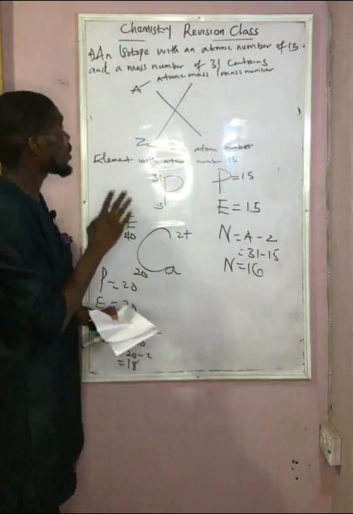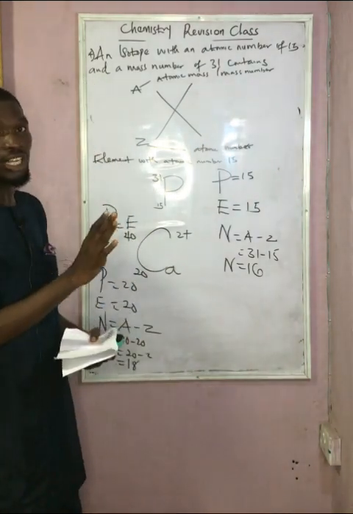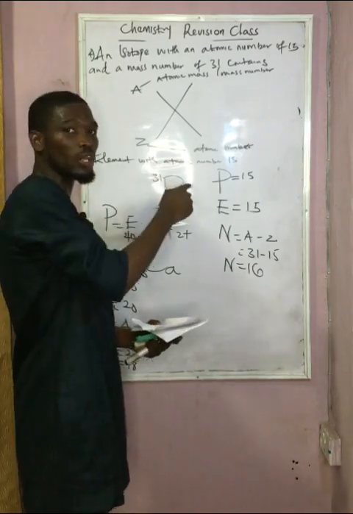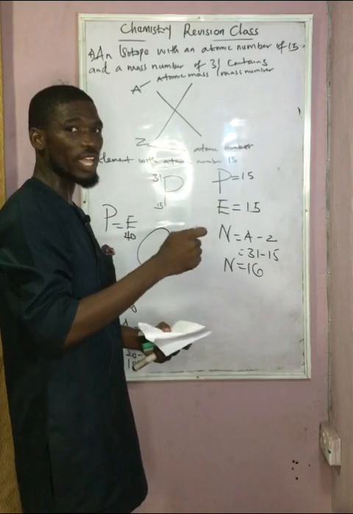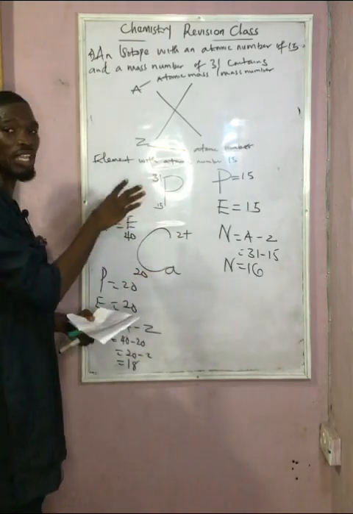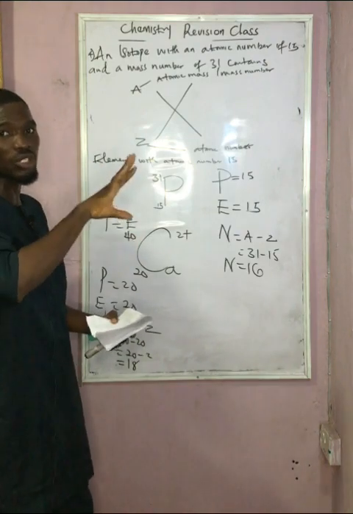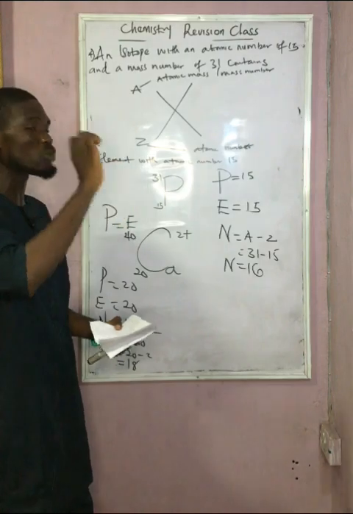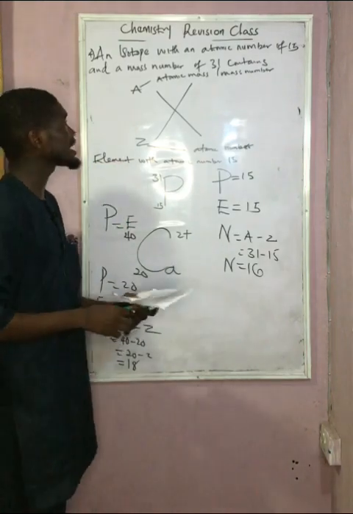So guys, when we talk about isotope, you need to understand the concept that it deals with having the same atomic number but different atomic mass or mass number. So this is how you are going to solve any question relating to how you can easily calculate for proton, electron, and neutron. So let's take the last one.